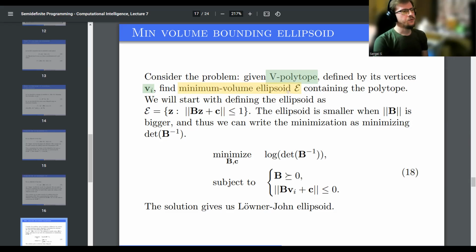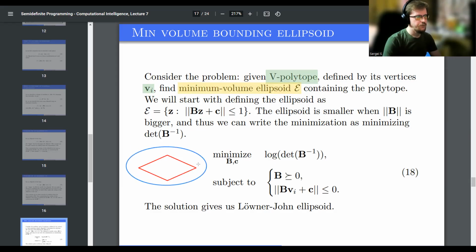So we have a polytope V given by its vertices. We want to find the minimum volume ellipsoid that contains the polytope. So graphically speaking, this would look something like this. Here's the polytope, and I'm trying to find the smallest possible ellipsoid that would contain the polytope.